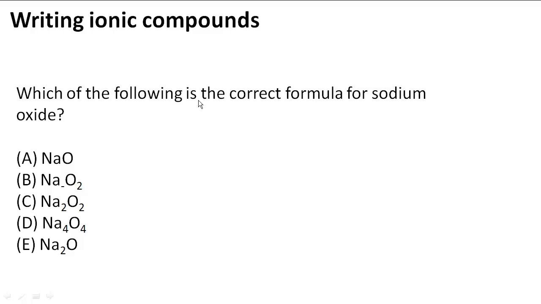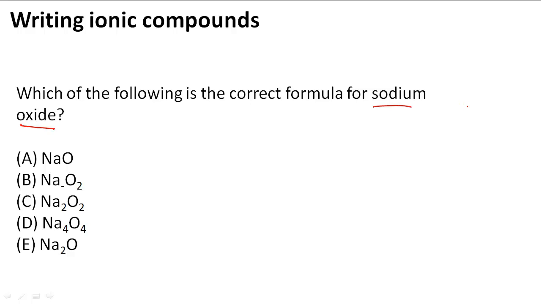Writing ionic compounds. In this example problem, it says which of the following is the correct formula for sodium oxide. So in this problem, we first have to know what we're talking about and how to write ionic compounds. So sodium oxide is the formula we're looking for. Whenever the formula is given, it shows us the cation and the anion.